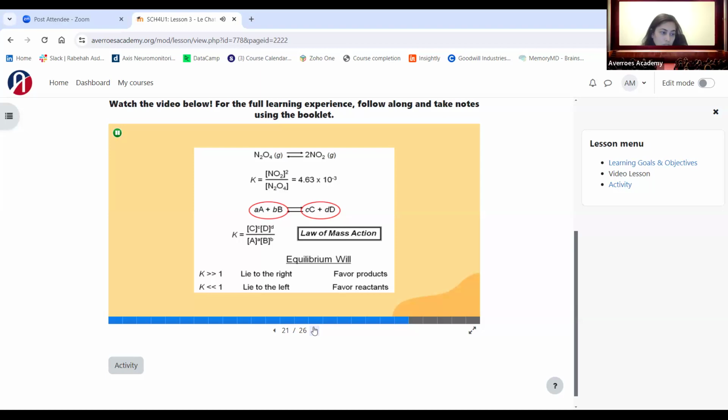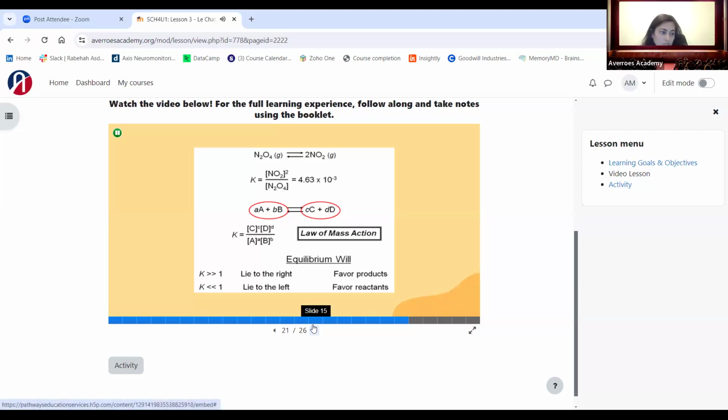And another example, if we have a chemical reaction, A plus B yields C plus D, the lowercase letters are our coefficients. Those become the superscripts in our law of mass action equation, our equilibrium constant equation. So the concentration of C, superscript little c, times the concentration of D, superscript little d, over the same with our reactants.